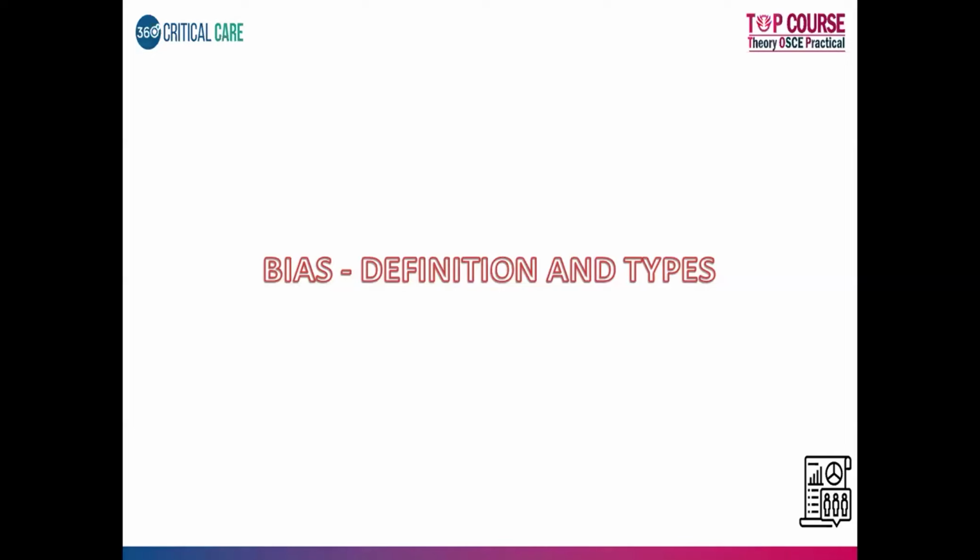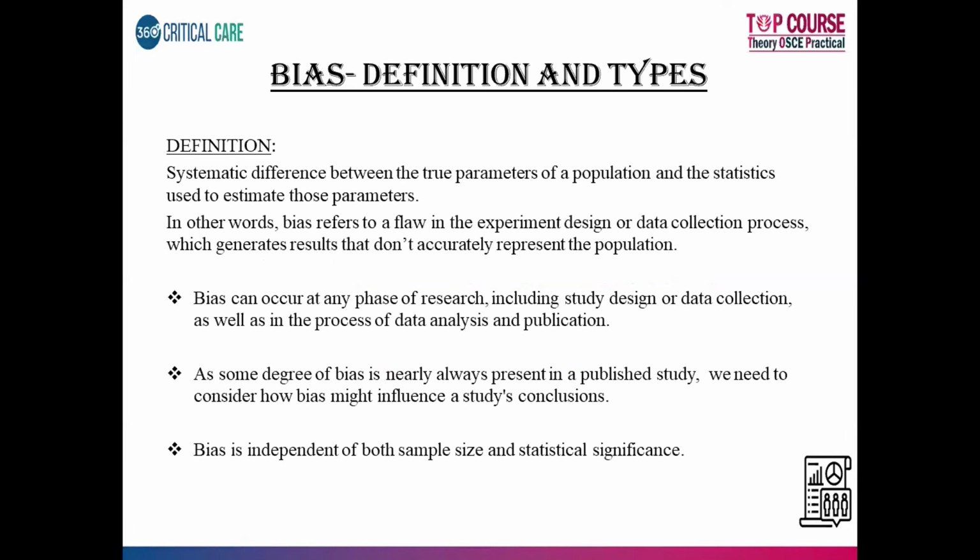So next comes bias. So what is bias? It is nothing but a systematic difference between the true parameters of a population and the statistics used to estimate those parameters. In other words, it refers to a flaw in the experiment design or the data collection process which generates results that don't accurately represent the population. So this bias can occur at any phase of the research, from the start to the end of the study. Anywhere this bias can occur.